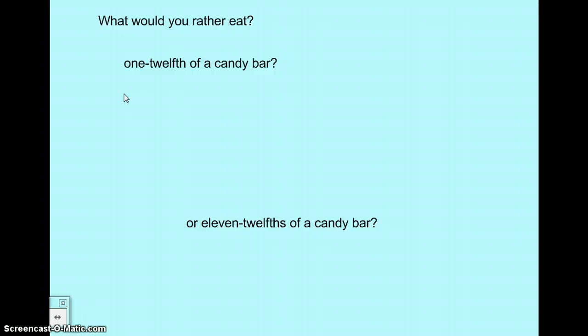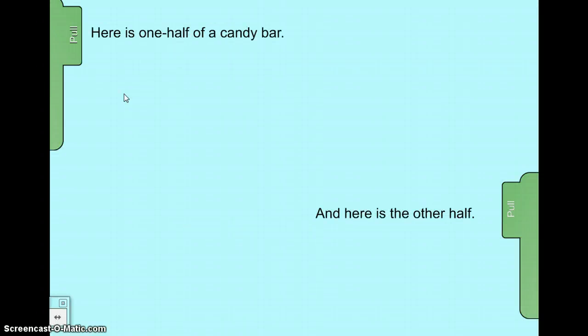If I only eat one, then I'm going to want more. Well, chocolate's chocolate, and chocolate's good. Alright, let's move on.